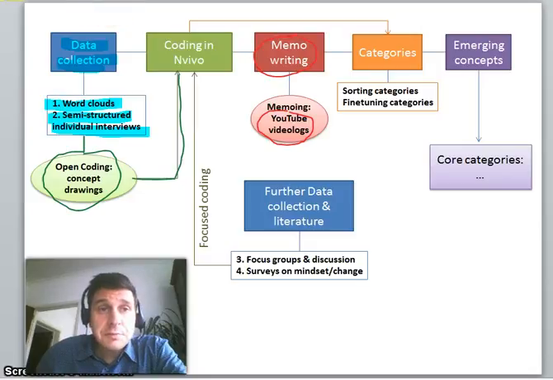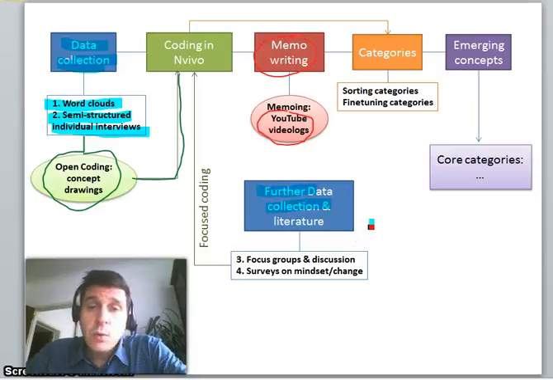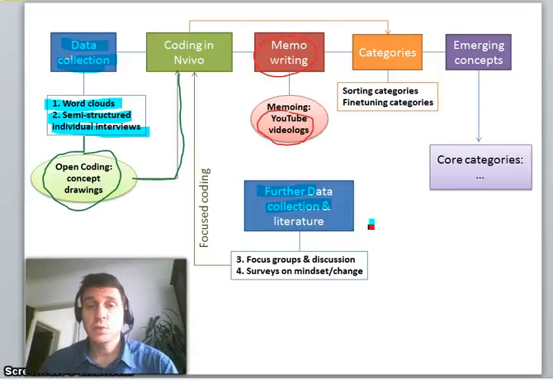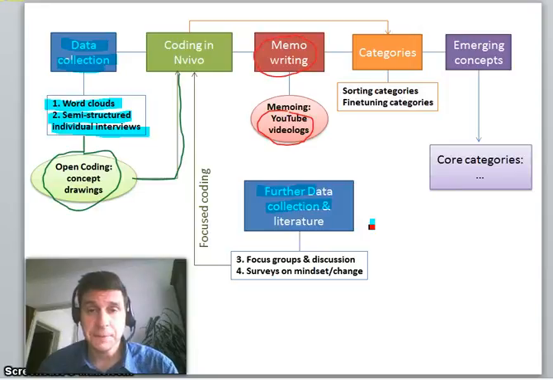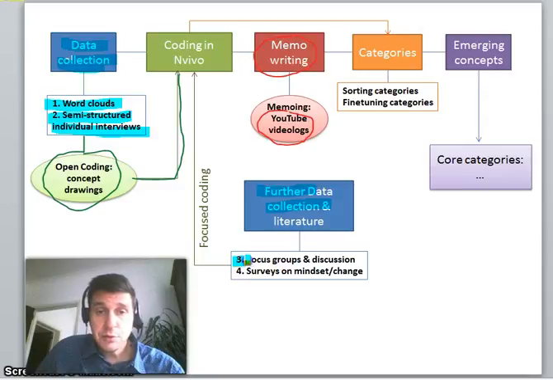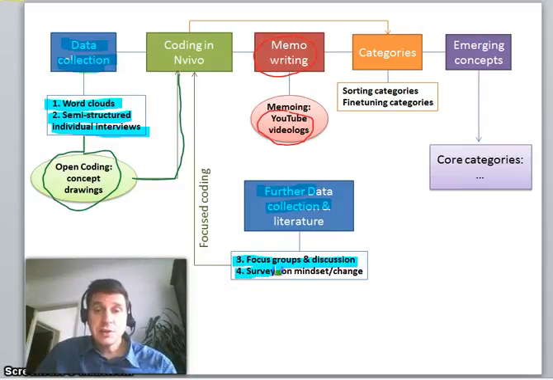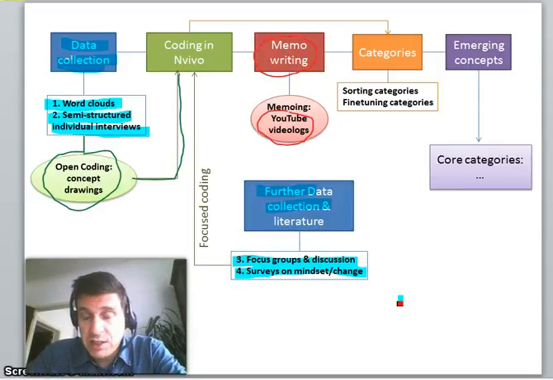After that, a third way of gathering data was intermediate, where I further collected data and I further investigated some literature in the direction the interviews were pointing. The further data collection was through a focus group and discussion group, and a survey on growth mindset and how they cope with change.